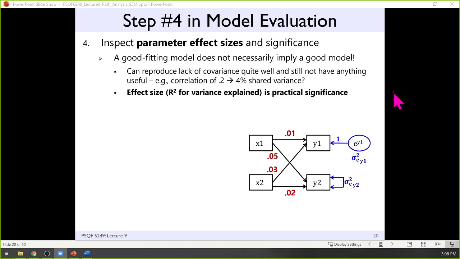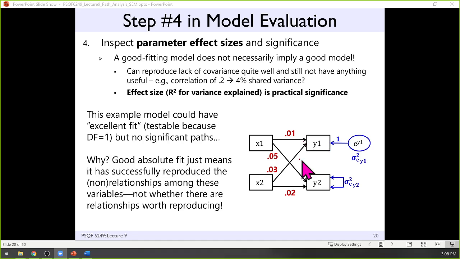So this is why fit is not the same thing as effect size. Effect size would be how strong are these relationships? Are they worth reproducing in the first place? So this is commonly misunderstood. Fit is not effect size. Effect size would be how much variance was accounted for in Y1 by these predictors. That kind of thing. So path models are often just identified or very close to it. That way you can look at all possible combinations of how predictors relate to outcomes. They will fit well. The question is, what relationships have you captured with your paths?